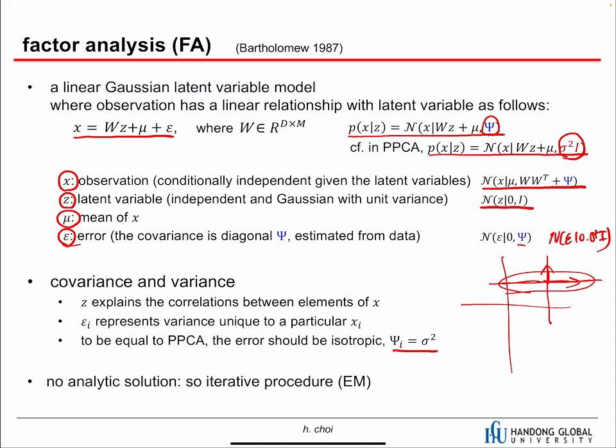So in a sense, factor analysis is more general than PPCA. Since we have more parameters and it is modeling a more general case, factor analysis cannot have a closed form solution. So we have only one option, the EM algorithm.